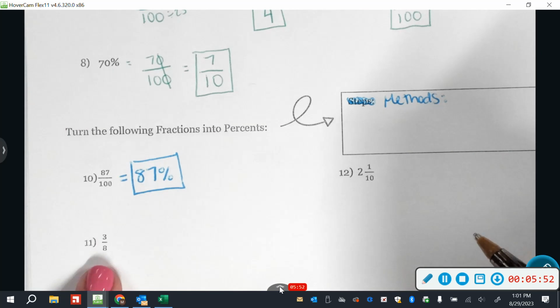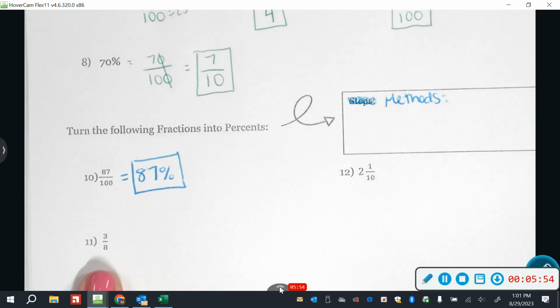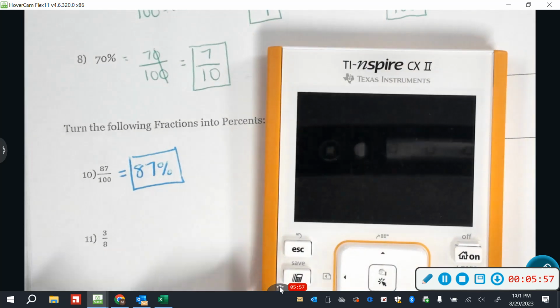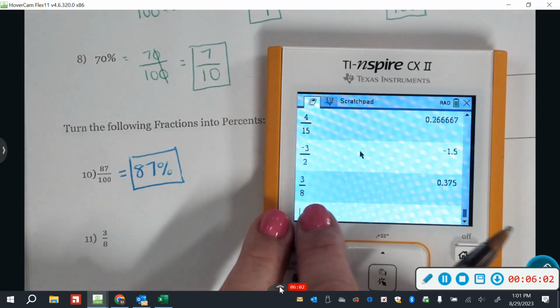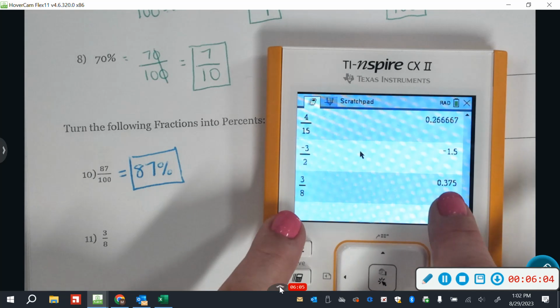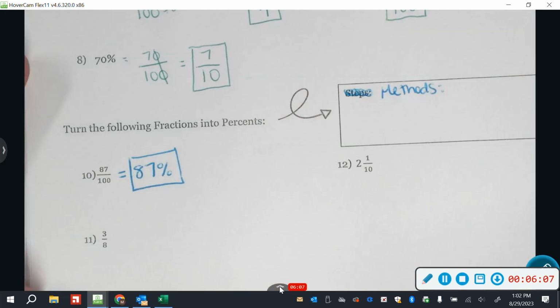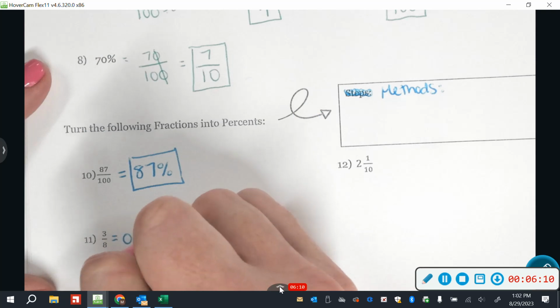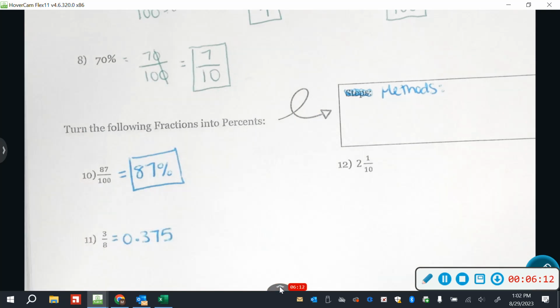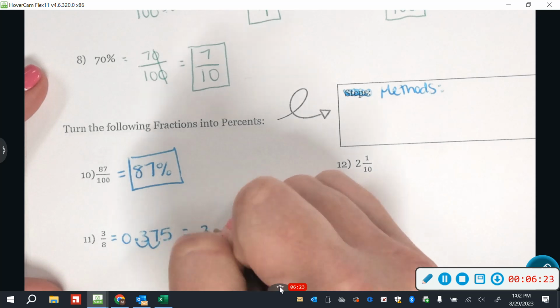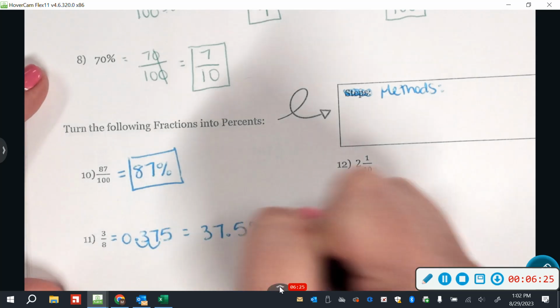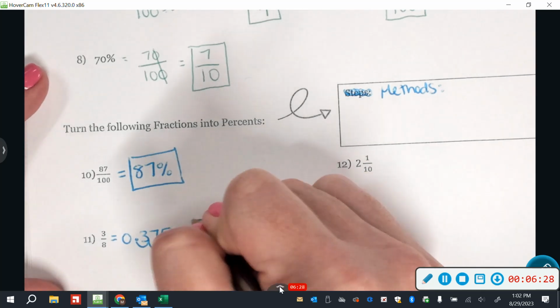But every once in a while we get ones like this with 3/8. Does 8 go into 100 easily? No, so we don't really want to do all that math. So what you can do is 3 divided by 8 and that gives you your decimal, and you get 0.375. So this equals 0.375. Do we know how to turn decimals into percents? Yeah, we just talked about it. What do we do? Move it to the right twice. So what percent does this become?